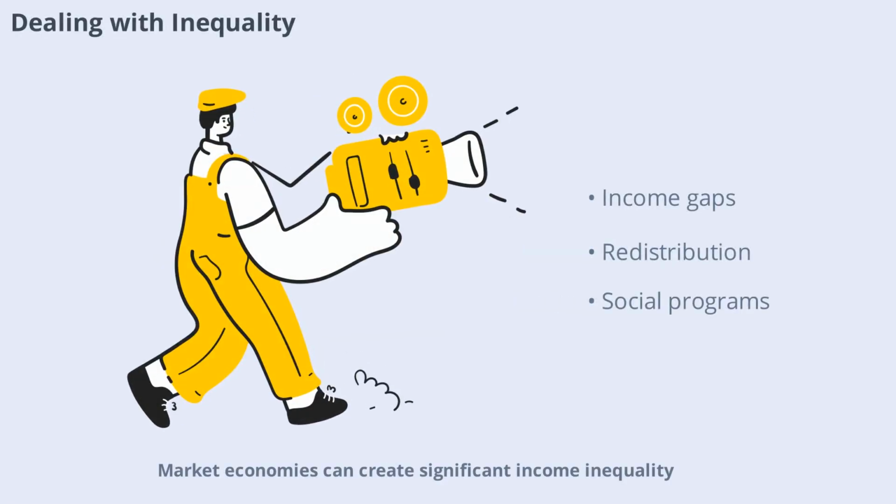Market economies can create significant income inequality as rewards are based on market success. Command economies aim to reduce inequality by redistributing resources and providing basic goods for all. Mixed economies often use taxes and social programs to balance efficiency with fairness.